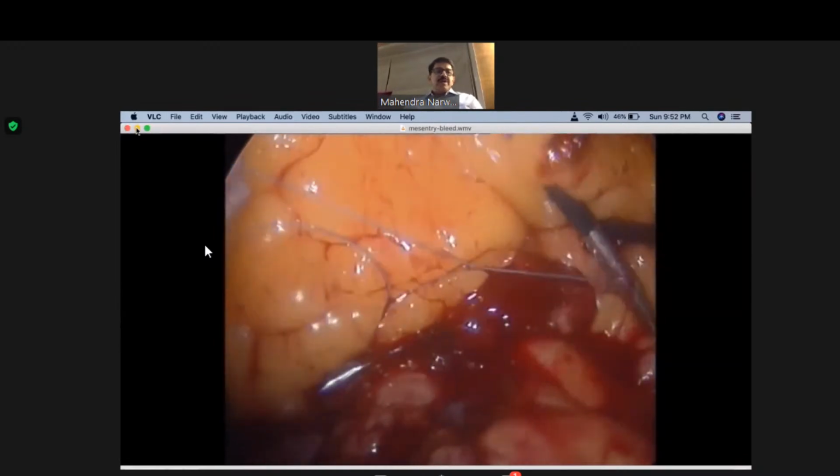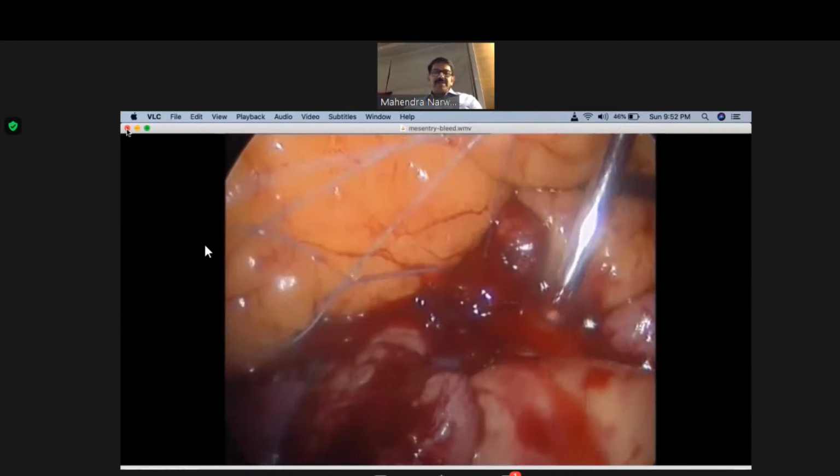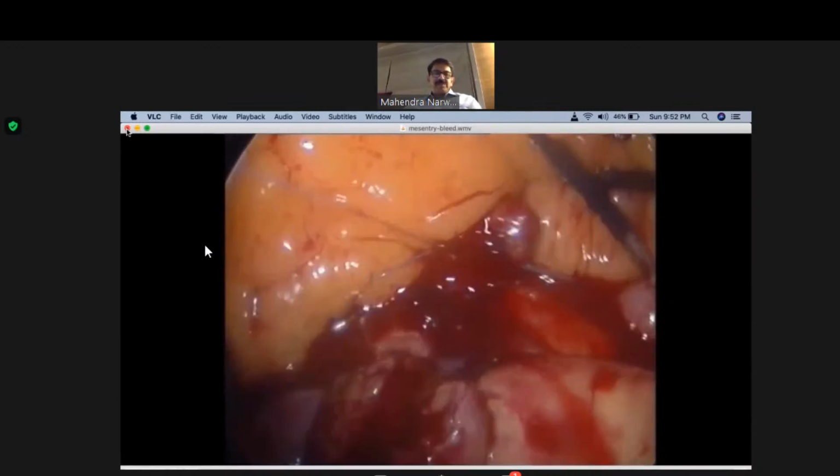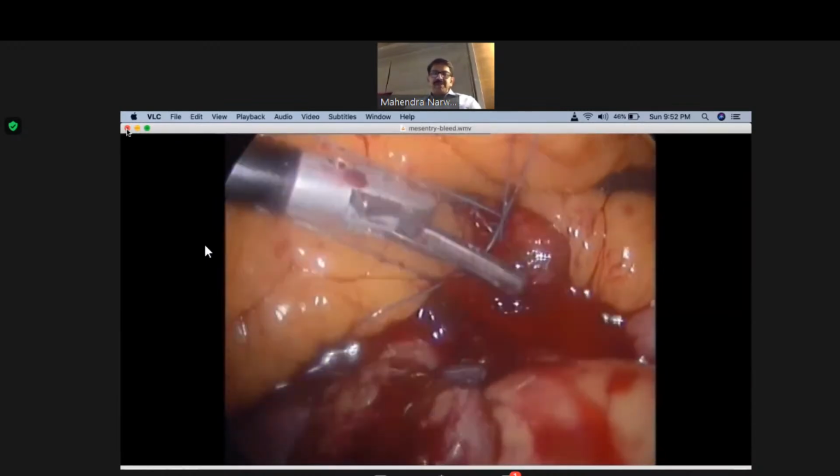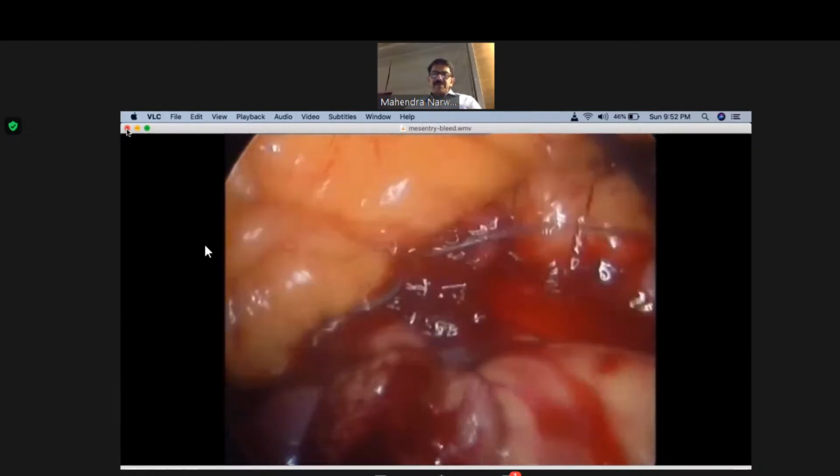So this is one, and one more which we commonly see in sleeve gastrectomies when we do the posterior dissection. So maybe 2 such videos.